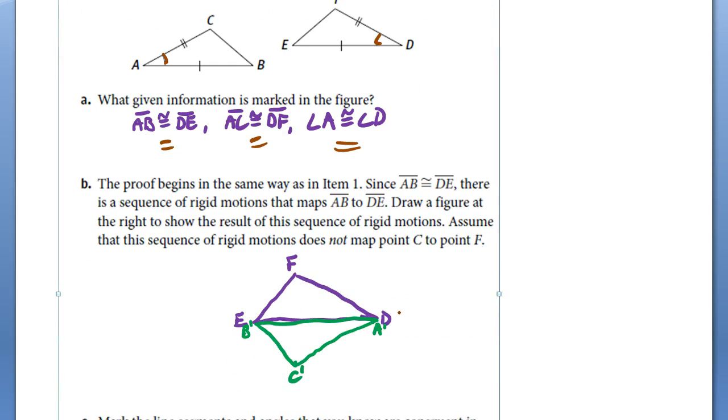So question B, the proof would begin in the same way as item 1. Since we know that that segment is congruent to that segment, that means there has to be a rigid motion or a series of motions that would map that onto that. And it's going to be the same one as before. If you find a center right between that corner and you swing that around 180 degrees, it would create this picture with the purple triangle, and then our new triangle ABC shown in green.